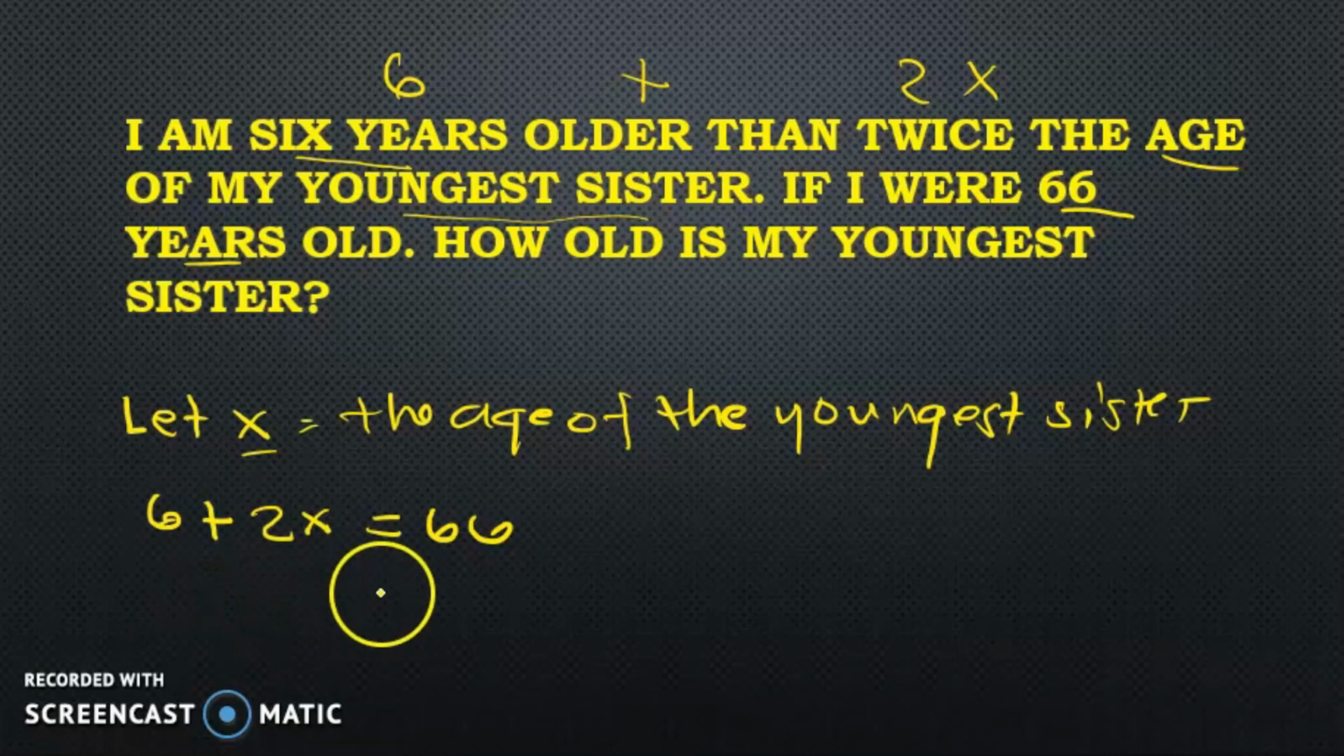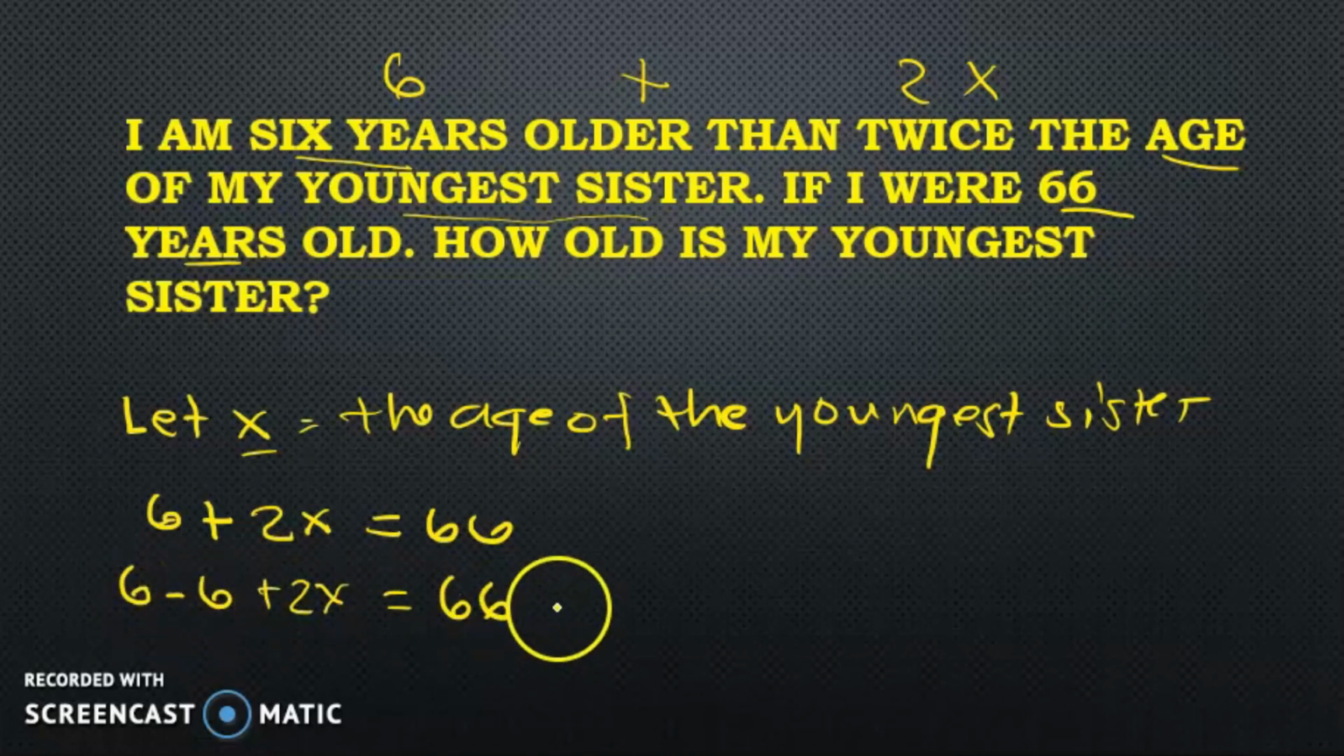So kung titignan natin, meron siyang 6. Pwede natin gamitin yung subtraction property of equality, right? Then since this is positive, pwede natin gawing 6 minus 6 plus 2x is equals to, so ano ang rule natin? Minus natin sa 6, minus din natin dito sa 6. So this is already 6 minus 6 is 0. So natira sa atin ay 2x is equals to 66 minus 6 is 60.